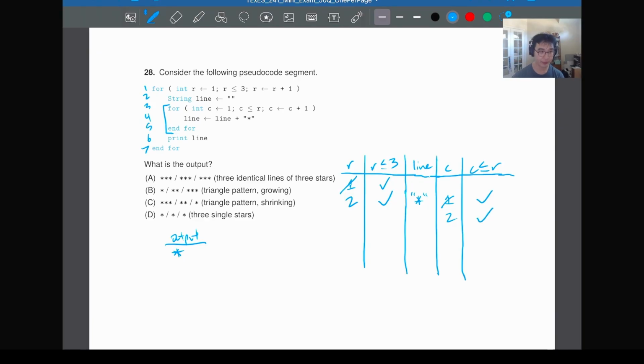That is true. So because the condition is true on line 3, I go to line 4 inside the inner for loop. And I do line as line plus star. So line is now what it was before, but adding another star. I go to line 5. I loop back up to line 3. I go to increment C. C is now 3. And I ask, is 3 less than or equal to 2? That is false. So I go to line 5 and I exit the inner for loop.